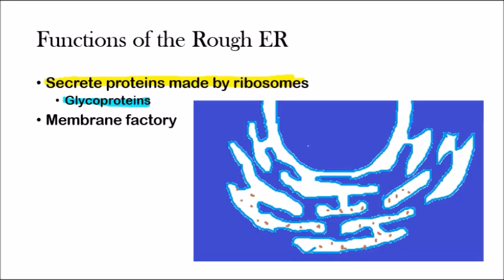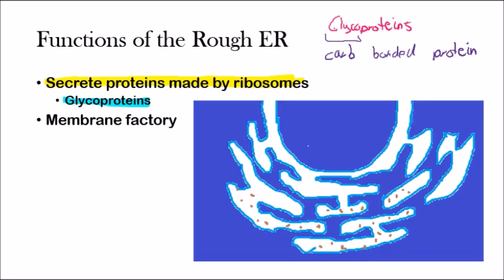Glycoproteins are proteins which have a carbohydrate covalently bonded to a protein. Let me write this here. So you have the polypeptide chain, and at the very end you have a carbohydrate. Hence the term glycoprotein, because glyco typically refers to something with carbohydrates.